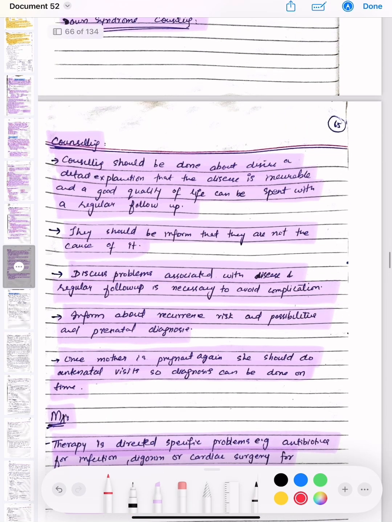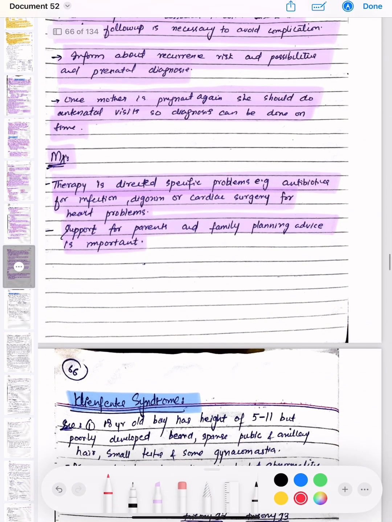Then this is the counseling of Down syndrome that we have discussed, and the specific management is therapy for the systemic problems, and also support for parents and family planning advice is important.